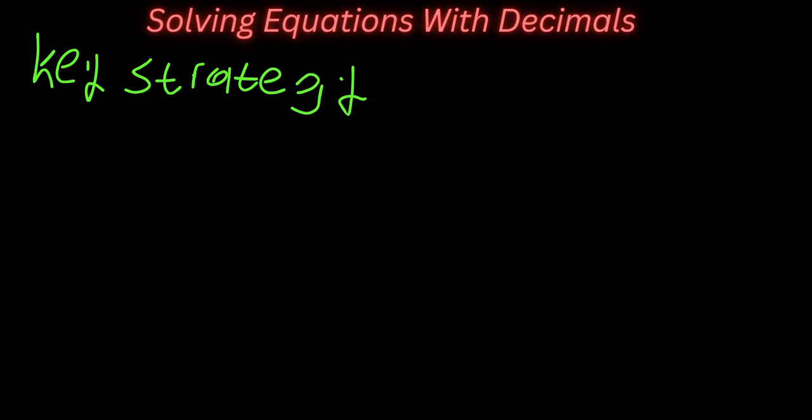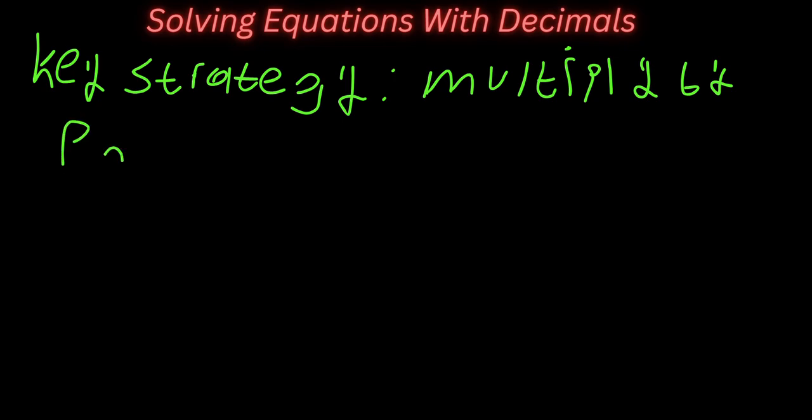We will now learn how to solve equations with decimals. And the key strategy with this is going to be multiplying by multiples or powers of 10. Key strategy: multiply by powers of 10. So I'm going to go ahead and write that up there and then cover what I mean by that, powers of 10.